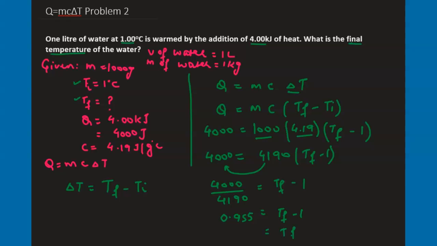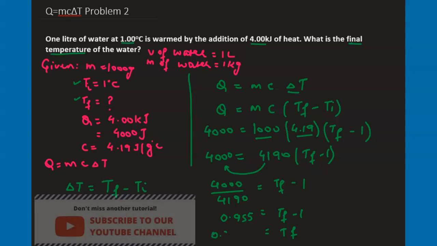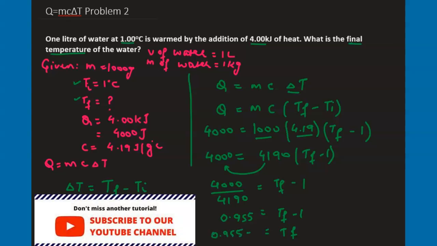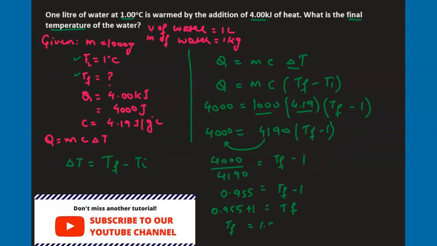So for my final T, I'm just going to move this minus 1 over and it becomes plus 1. So T final is going to be 0.955 plus 1, which gives us 1.955 degrees Celsius. That's our final temperature, and here we are done with the question.